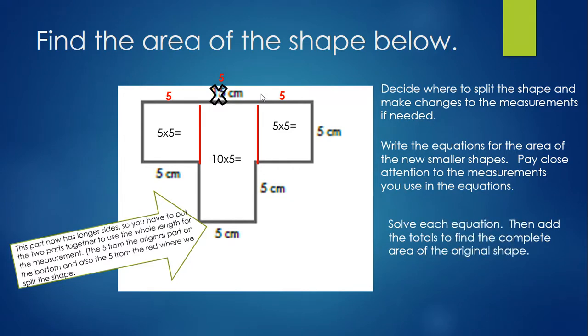I'm going to solve each equation and then add the totals to find the complete area of the original shape. I know my 5's facts. 5 times 5 is 25. 10 times 5 is 50, and 5 times 5 is also 25. So I will add those 3 totals together. 25 plus 25 equals 50, plus 50 again equals 100 square centimeters for this original shape.